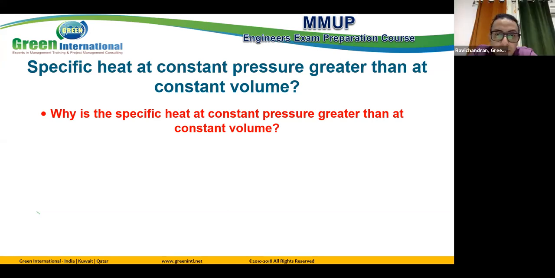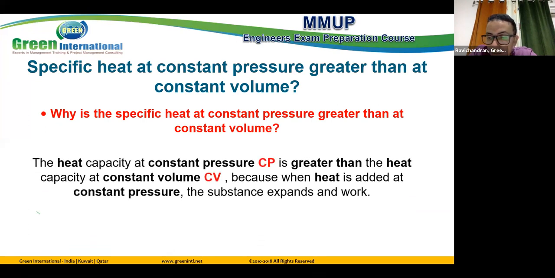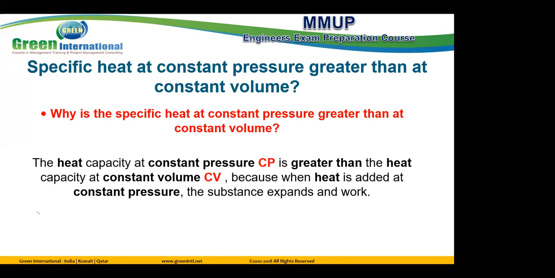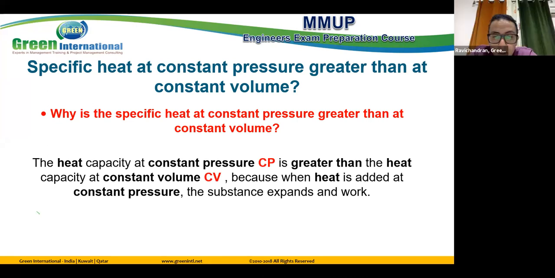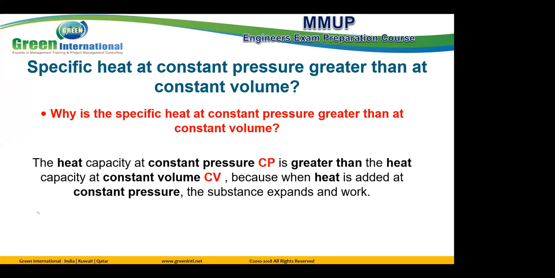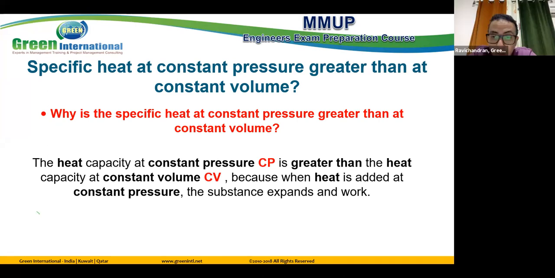Actually, specific heat at constant pressure accounts for the expansion of the flow itself, P delta V. So Cp is greater than the specific heat at constant volume Cv, because the heat is added at constant pressure and the substance expands and does work. You can obtain work, okay? P delta V.